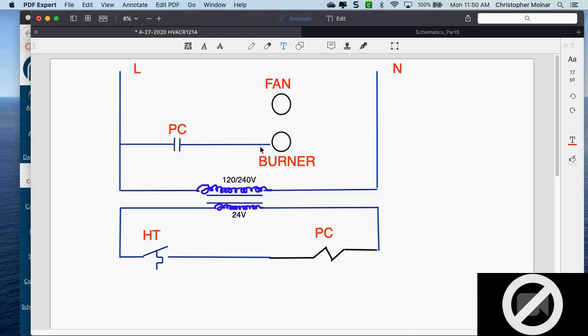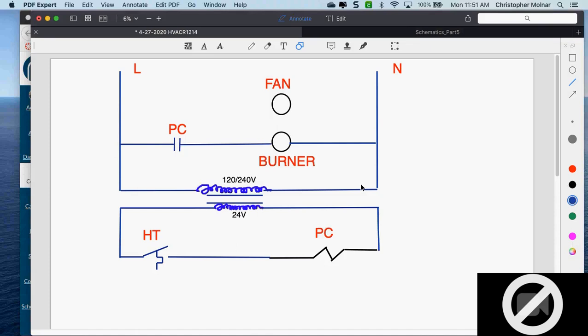Does my burner motor have anything after it? No, you need to connect it back to neutral. Need to connect it back to neutral. Let's just draw my neutral line in here before we forget. And I didn't connect that one, so let's pull this over a little. Okay.